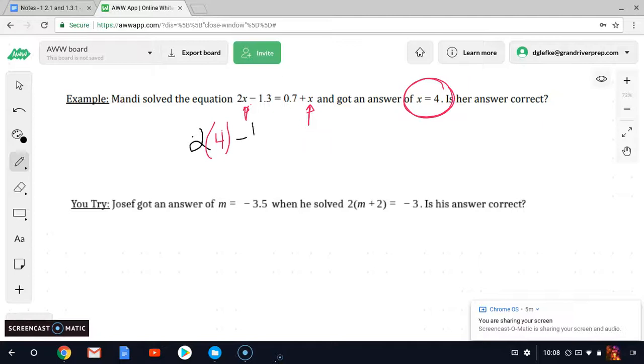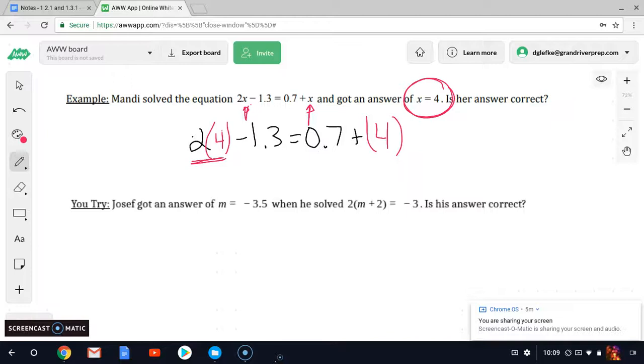We have minus 1.3 equals 0.7 plus, and then for x, we're going to plug in that positive 4 here again too. You don't have to have the parentheses for that one because there's nothing in front of that variable. We needed it here because there was that 2 out in front. If you don't have the parentheses, it looks like 24, and that's not what we want.